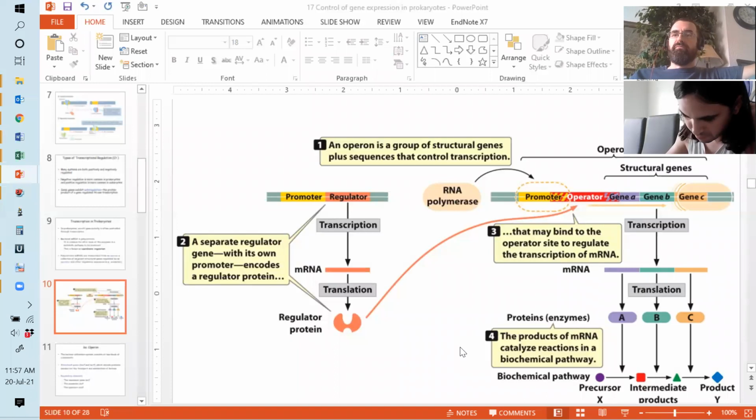So every regulator that we have has its own promoter that signals when to start the process. Every gene has a promoter. Because in bacteria at least, the main role of the promoter is where RNA polymerase binds.